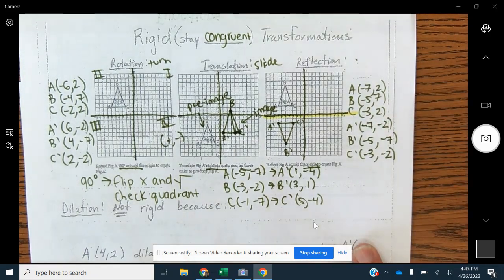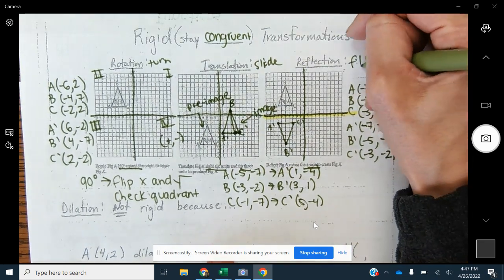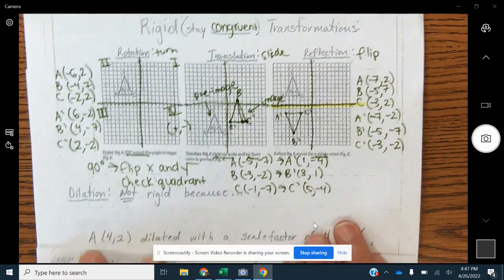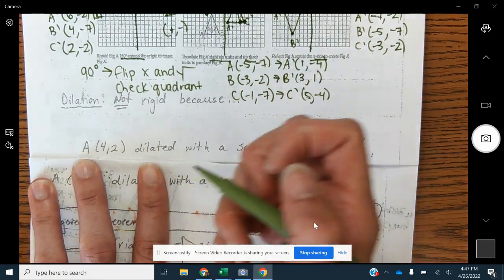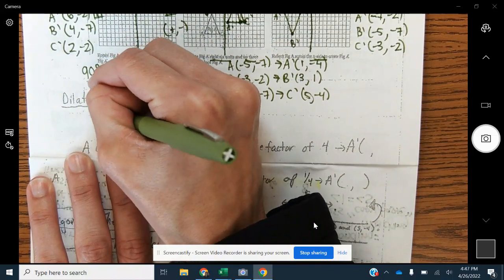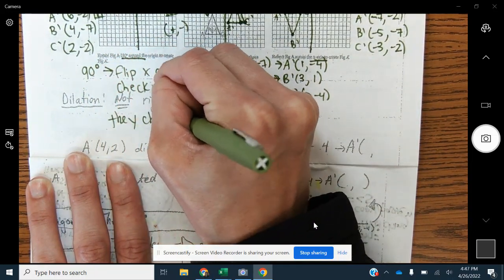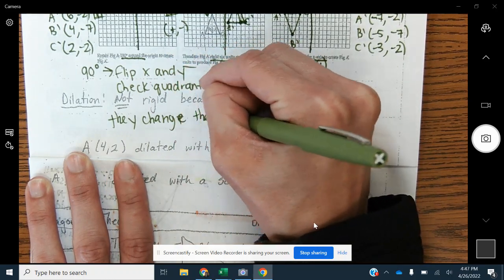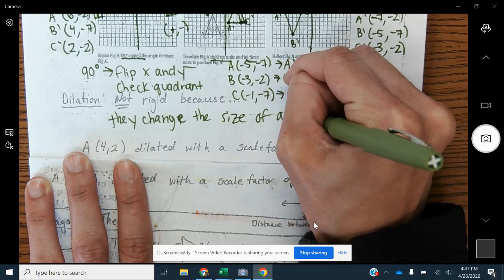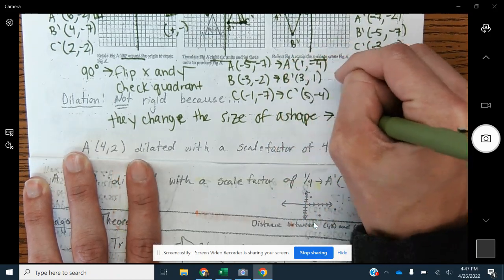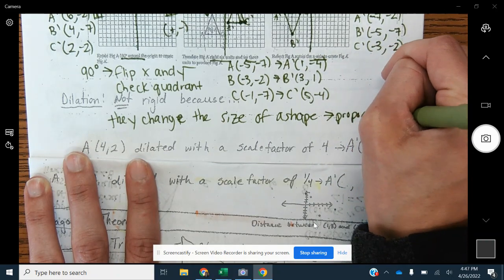All right, so the next transformation we're going to talk about, and I did mean to write up here, this is called a flip. The next transformation we're going to talk about is a dilation. Dilations are not rigid because they change the size of a shape. So that they're no longer congruent, they're now proportional. The shape does not change, the size does.